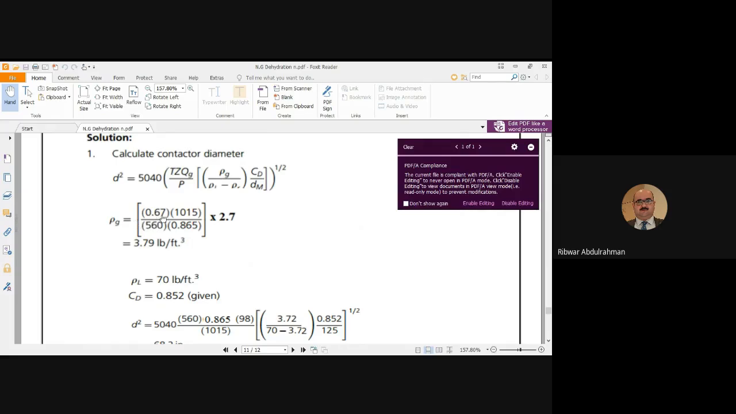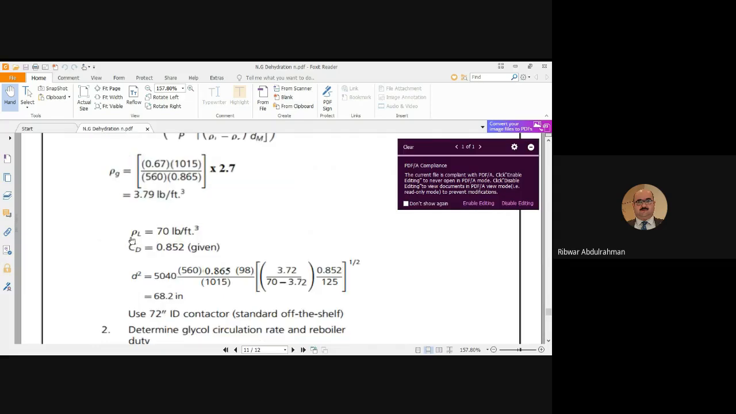So it's equal to 0.67, which is the specific gravity of the gas, multiplied by 1015, this is the absolute pressure of the gas stream, over 560, which is the temperature, 560 Rankine, multiplied by the compressibility factor, which is already given, 0.865, and finally we can calculate the gas density. The density of the liquid, which is the glycol, is given, so don't worry about that. The CD is also given, which is 0.852.